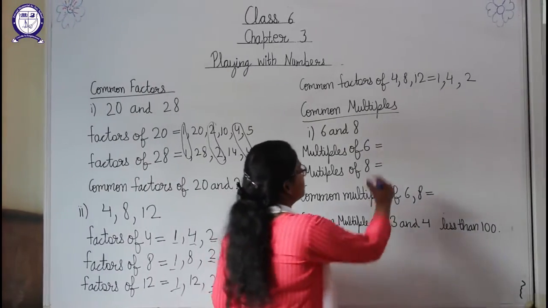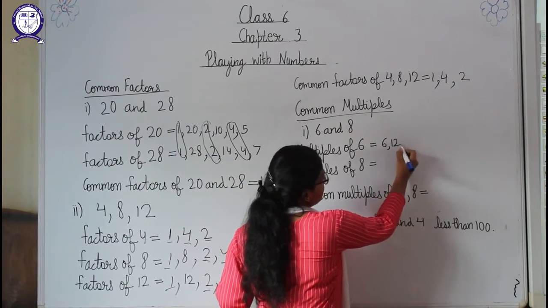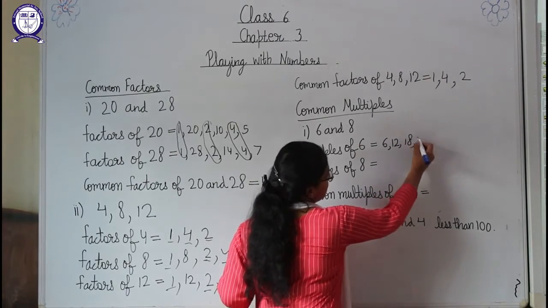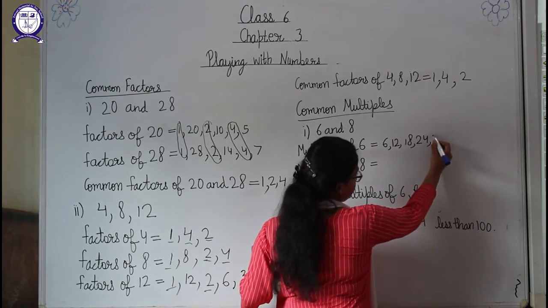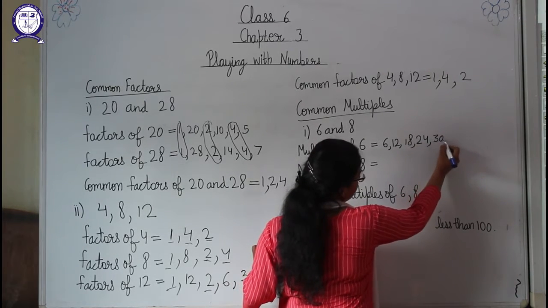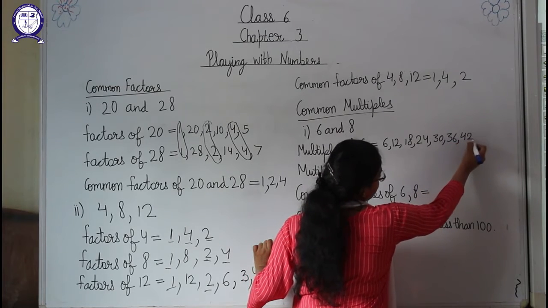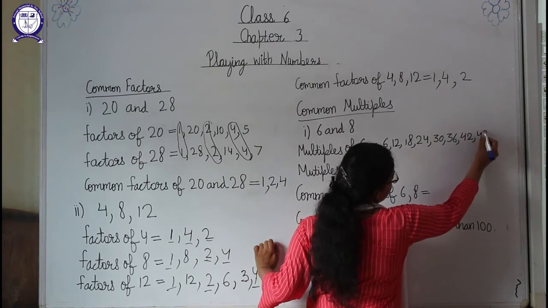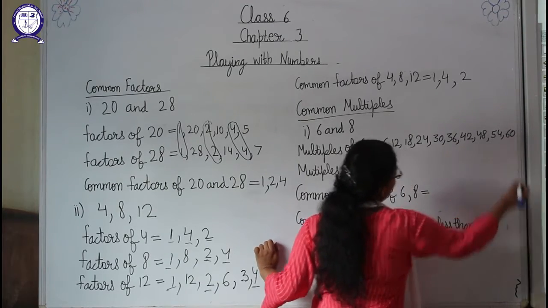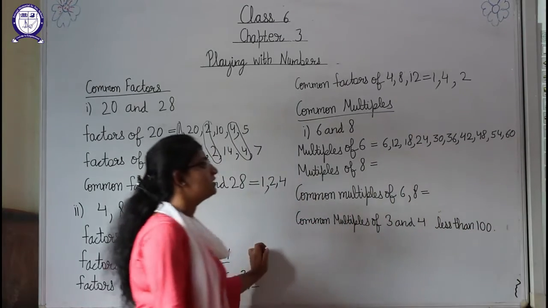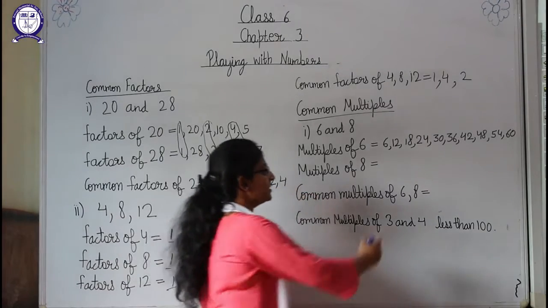You will get the multiples. So 6 1 is 6, 6 2 is 12, 6 3 is 18, 6 4 is 24, 6 5 is 30, 6 6 is 36, 6 7 is 42, 6 8 is 48, 6 9 is 54, and 6 10 is 60. Okay, like this we write the multiples of 6, then we will write the multiples of 8.